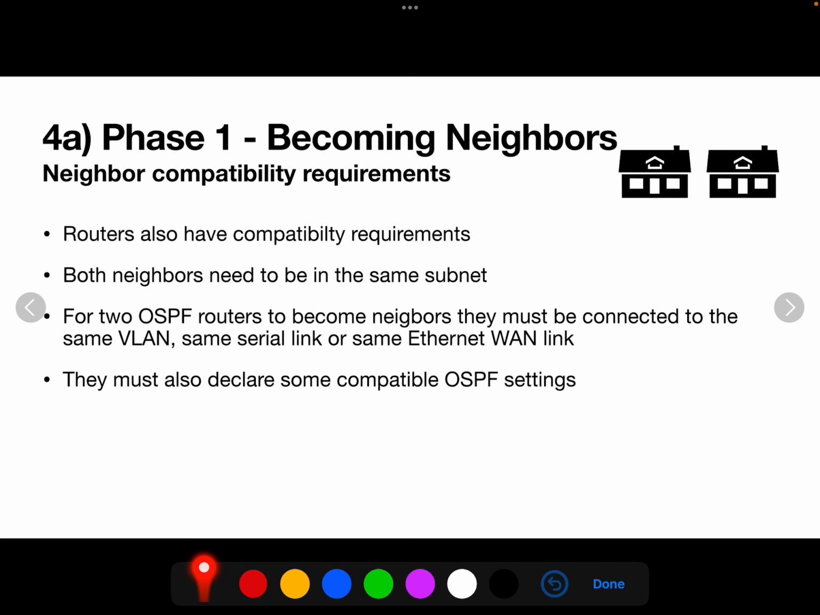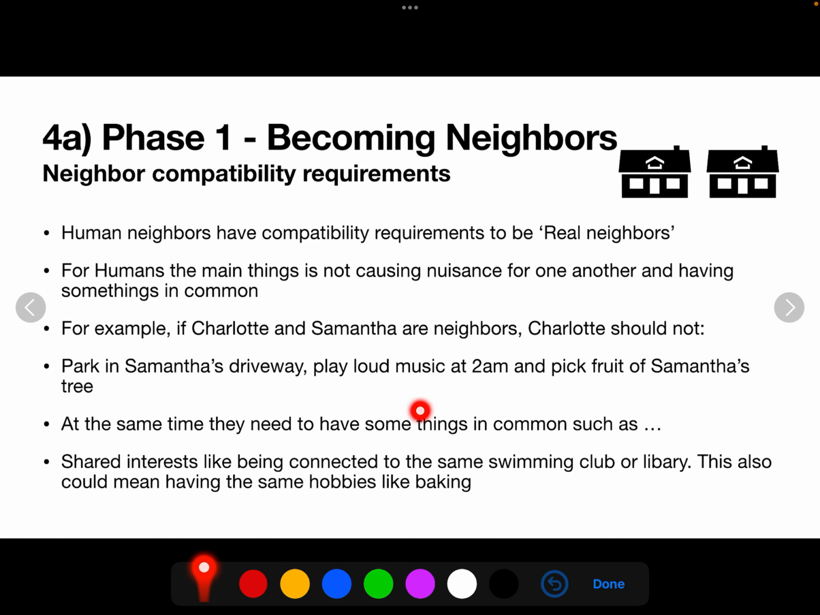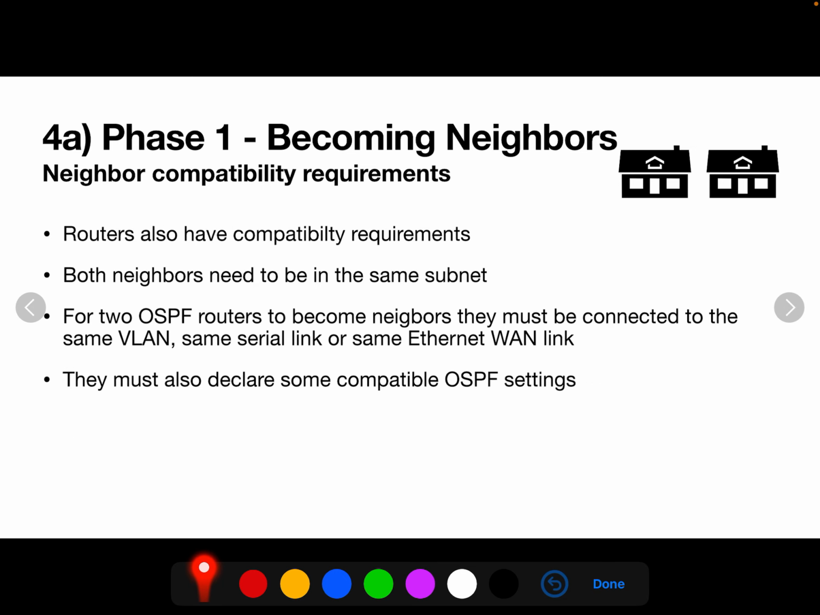So I was speaking about human interests. Now, for me, human interests are like interfaces in a sense. The interests are what connect, because interests are what connect people, and interfaces connect routers. So for me, the interests are like the interfaces, right? Being connected to the same VLAN or the same serial link or the same WAN link. So what I'd say is, this for me is like how Charlotte and Samantha have some common interests. Some things that connect them to each other.